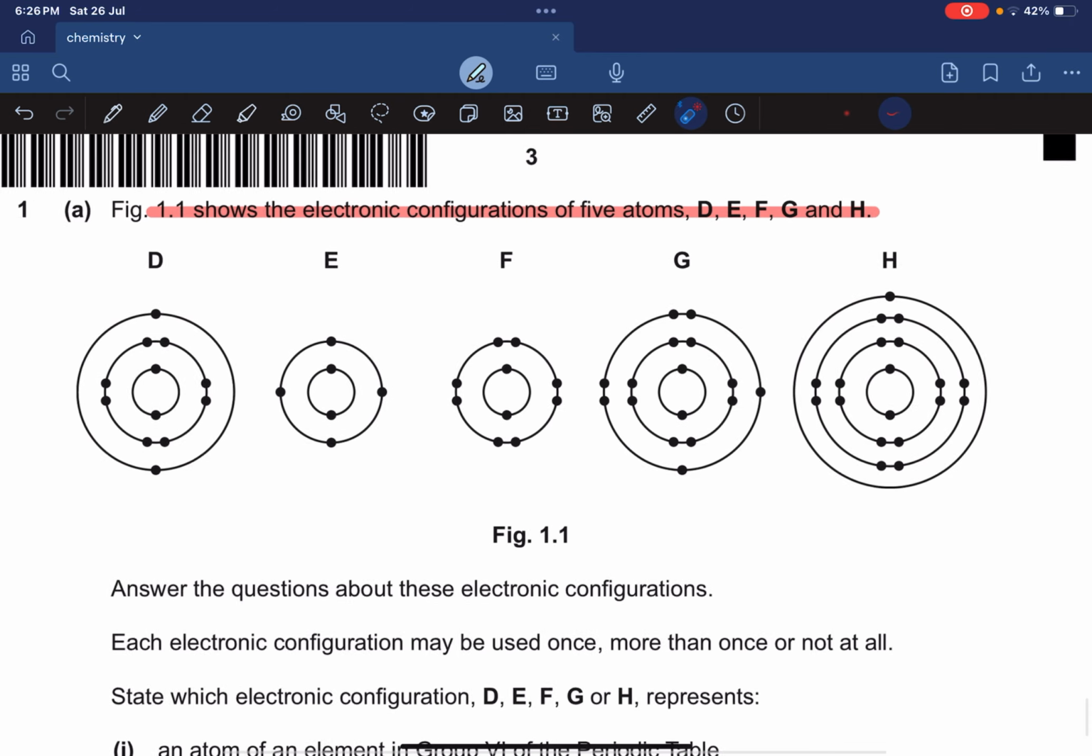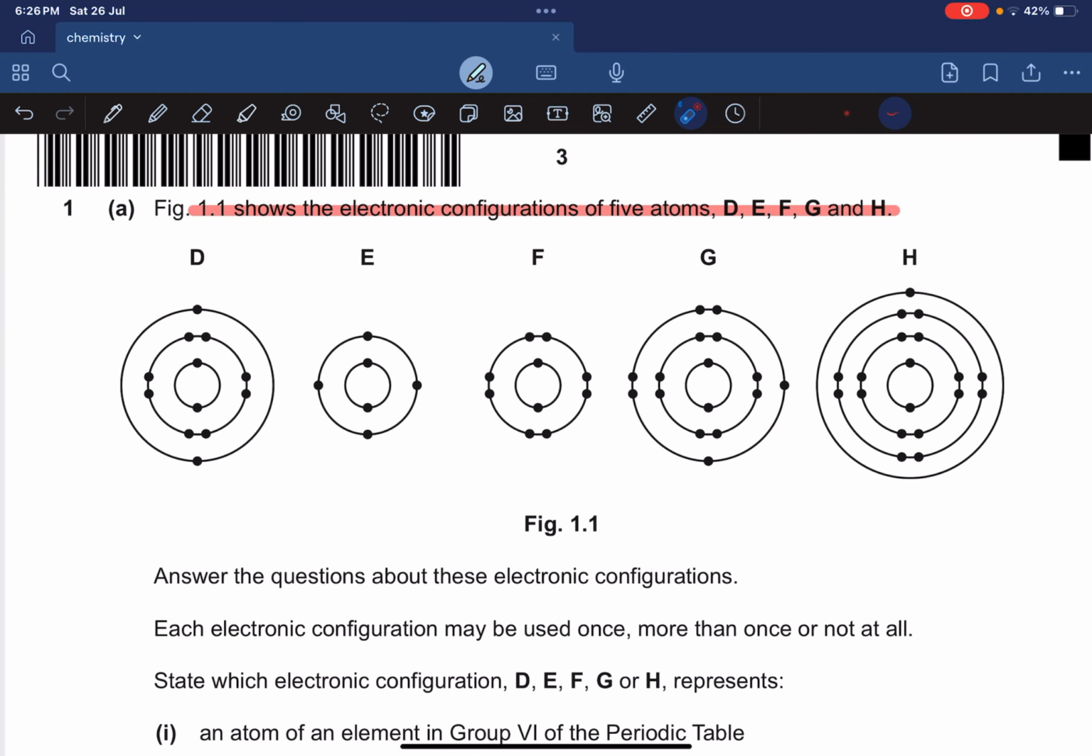Now looking at these atoms, being an O-level student, you can deduce some important things. This one right here has 2 electrons in its outermost shell, so this must be a group 2 element. This atom must be in group 4 because it has 4 electrons in its outermost shell. This one right here is in group 0, or you can call it group 8 or noble gas, because it has a full outer electron shell: 1, 2, 3, 4, 5, 6, 7, 8. G has 6 electrons, so it's in group 6, and this one's in group 1.